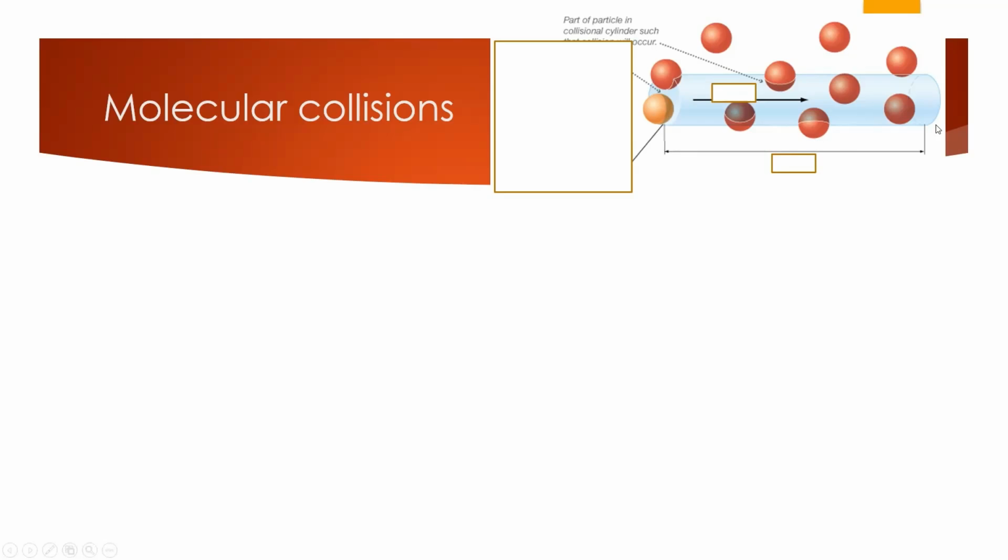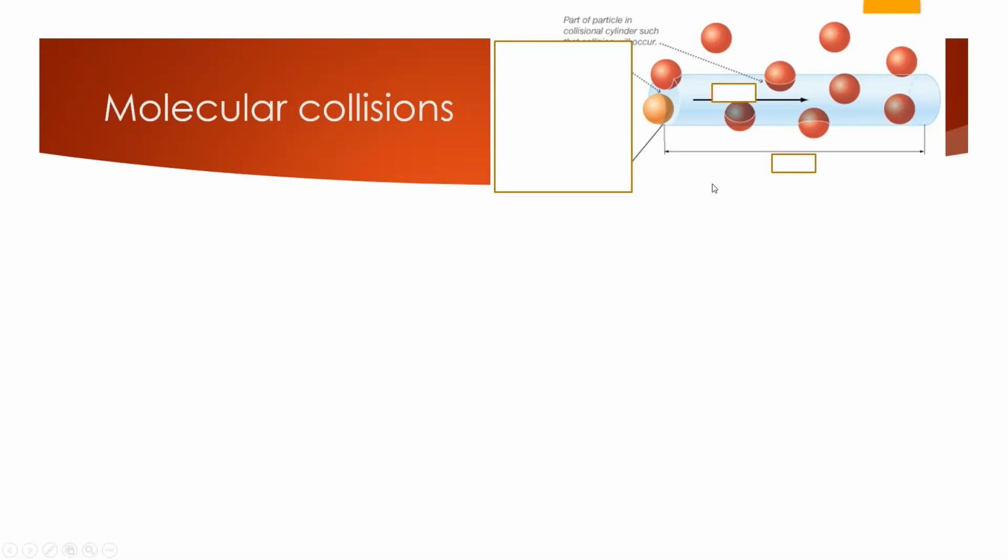The length of this cylinder is going to be related to the velocity of the particle. So if we want to know how many collisions this particle will make per unit time, the distance it moves is simply the velocity it's moving with times time. We've done this in physics. This is how we get from a velocity to a distance. So that is the length of the cylinder. What's the area of this cylinder?